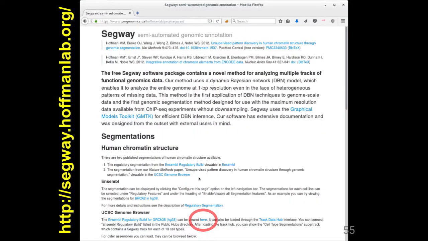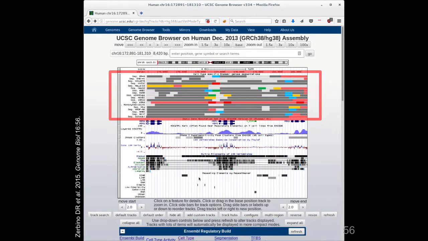You can download it. You can go to segway.hoffmanlab.org, and there are ways to view this in the UCSC genome browser. So here you can see 14 different cell types, and you can see which regions are repressed and which ones are active in a particular cell type. So this is the beta globin locus, which you probably know is very important in blood cells. And so you see this big red for K562, which is one of our blood cell lines, whereas you see it's repressed. Did I say beta globin locus? Sorry, this is alpha globin locus. Repressed in various other cell types.